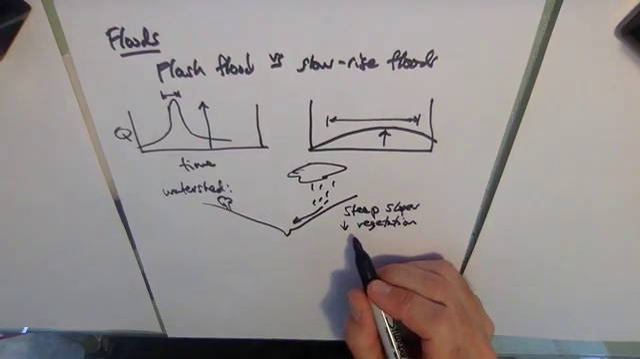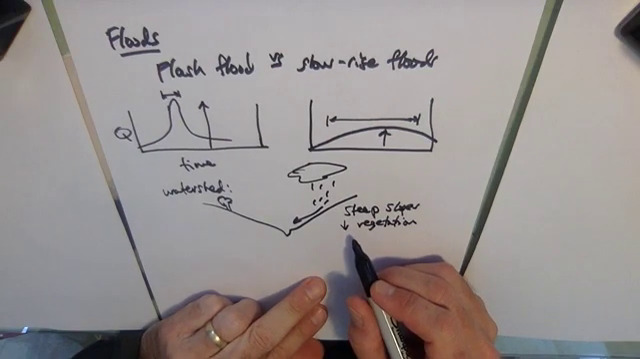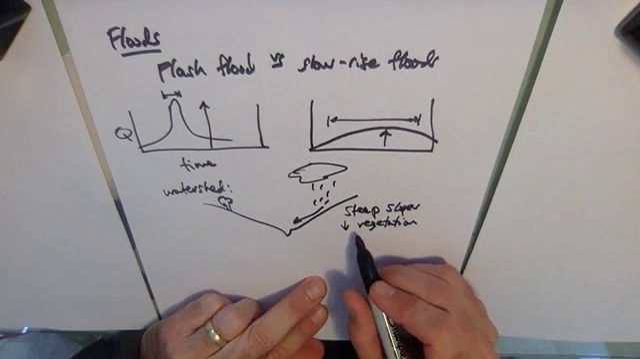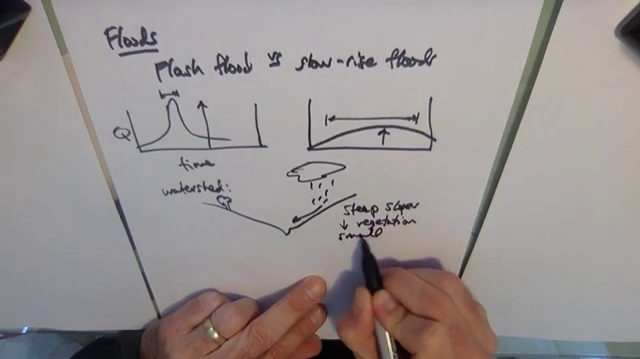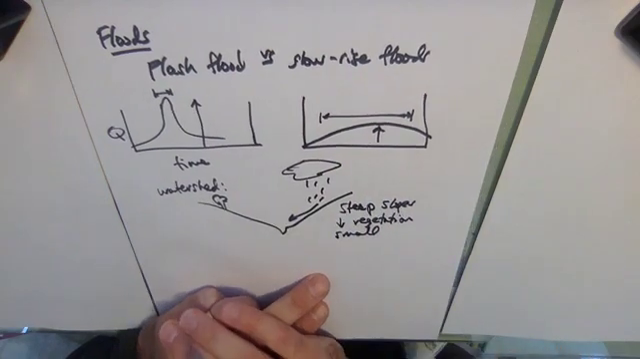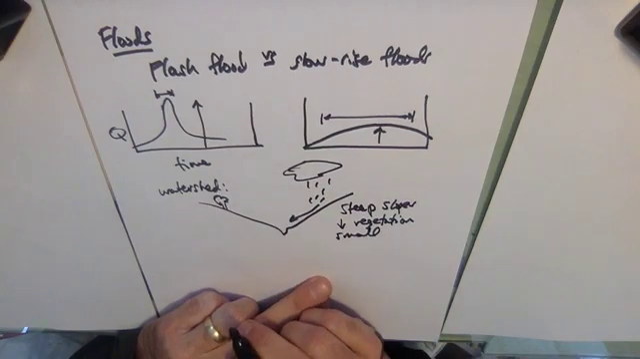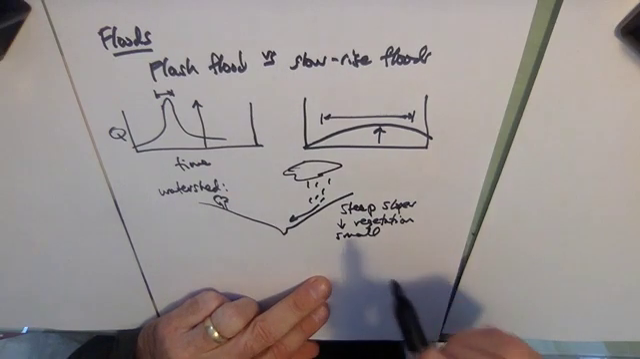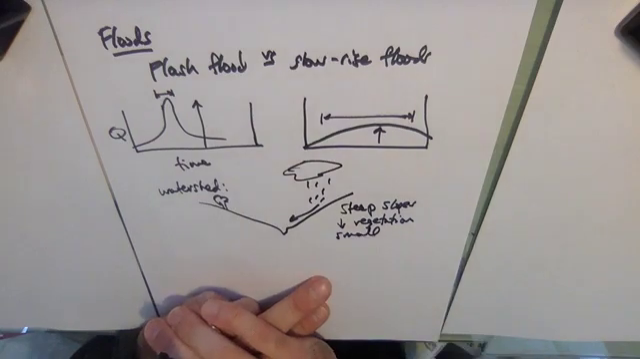And of course you want to have certain characteristics. The other characteristic of the watershed probably is that it's small. If water has to travel for hundreds of miles to get to the river through a series of other streams or whatever, then you're going to have a much slower response. So small watersheds, poorly vegetated, steep slopes are likely to lead to flash floods.